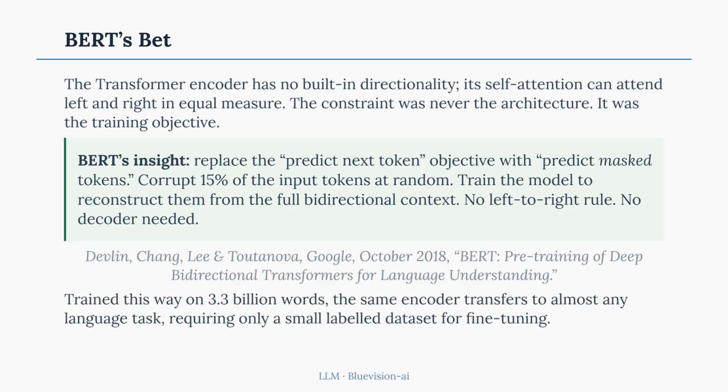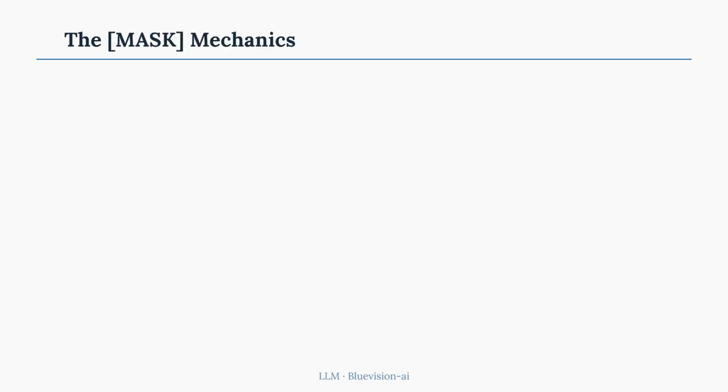And that's enough. A single encoder, trained this way on 3.3 billion words, learns representations so rich that you can fine-tune it on almost any language task. Classification, question answering, named entity recognition, with only a few thousand labeled examples. The bet is that you can front-load all the expensive general learning in pre-training, and then reuse those weights cheaply for any task. Let's see exactly how that masking works, step by step.